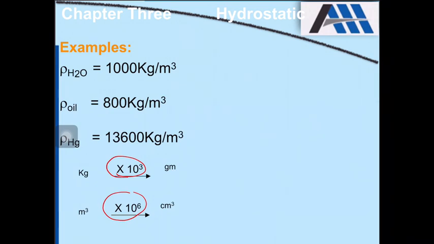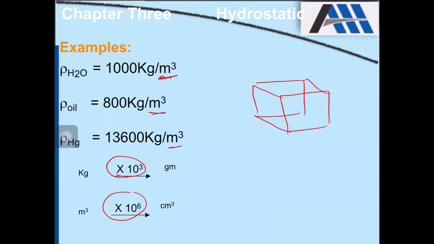Let us say it in other words. The word meter cubed means that, for example, we have a container of fixed dimensions: 1 meter, and 1 meter, and 1 meter.